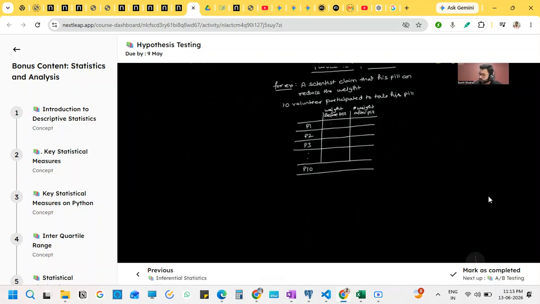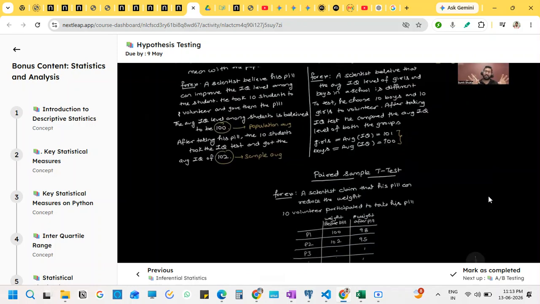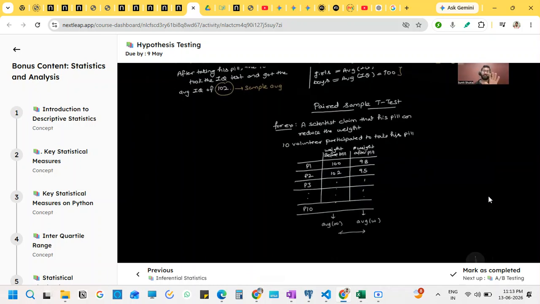Let's say the weight is 100 kg. After the pill, it became 98. Here it was 102, and it became 95, and so on. Here we will have some average weight, and here we will have some average weight. Now we want to compare these two averages. The difference is that previously the groups were independent of each other. Here the person is the same, it is before and after. So basically we have two average values that are paired, connected to the same person. This is the paired sample t-test.